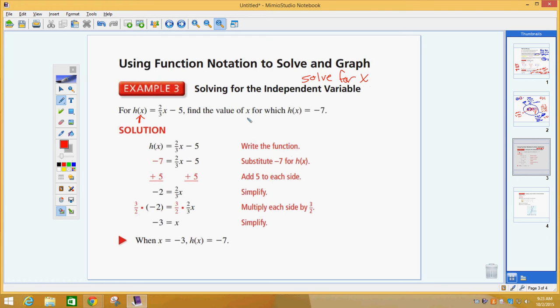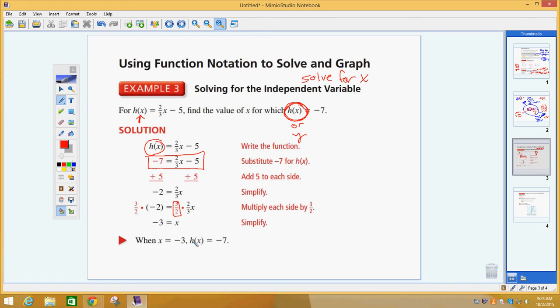It says find the value of x when h of x is negative 7. Here I'm not plugging in anything for the parentheses. This is telling me that h of x, or y, is equal to negative 7. So you see here that they've substituted negative 7 for h of x, and now we just have an equation that we need to solve. We would add 5 to each side.